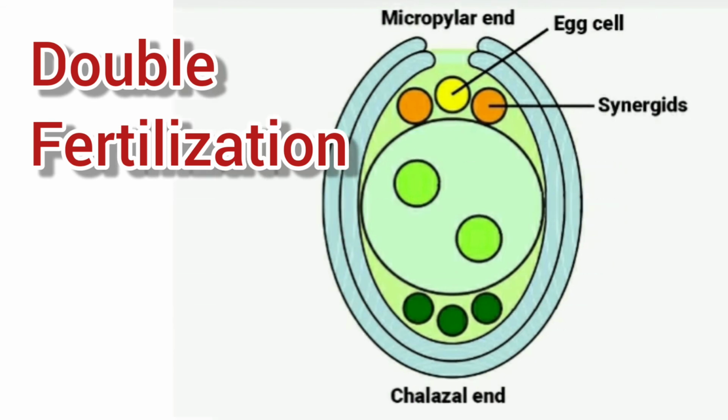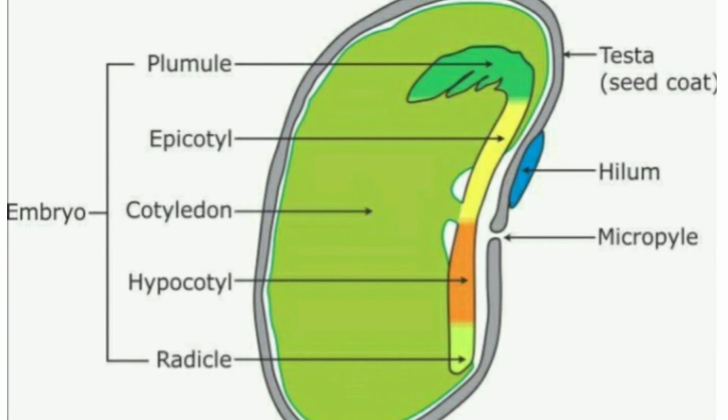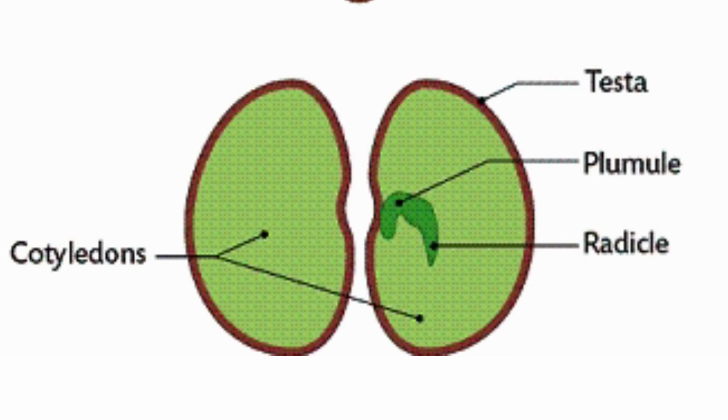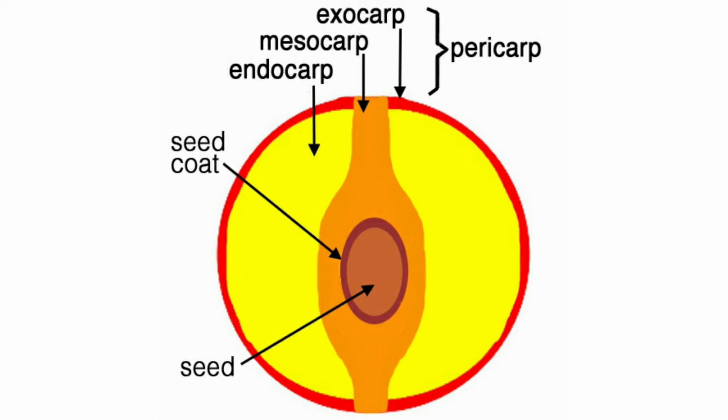Now let's move on to the post-fertilization changes. The post-fertilization changes result in the formation of seed. These changes include the zygote dividing several times to form an embryo within the ovule. The embryo possesses a radicle, a tiny root, a plumule, a tiny shoot, and the cotyledons to store the food. The ovule changes into seed. The ovary wall forms the fruit wall called the pericarp. The ovary changes into fruit. The wall of the ovule forms a protective seed coat called the testa.